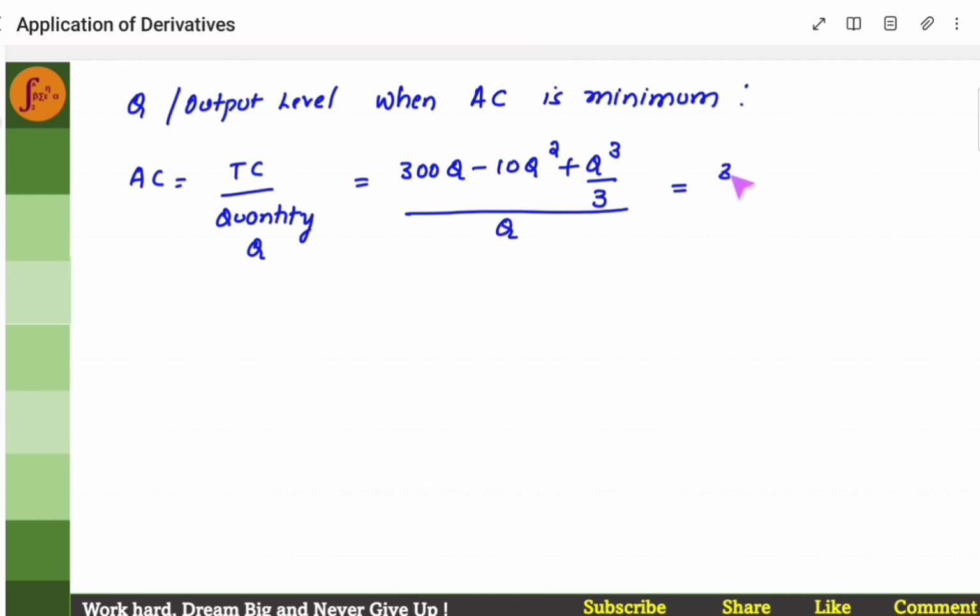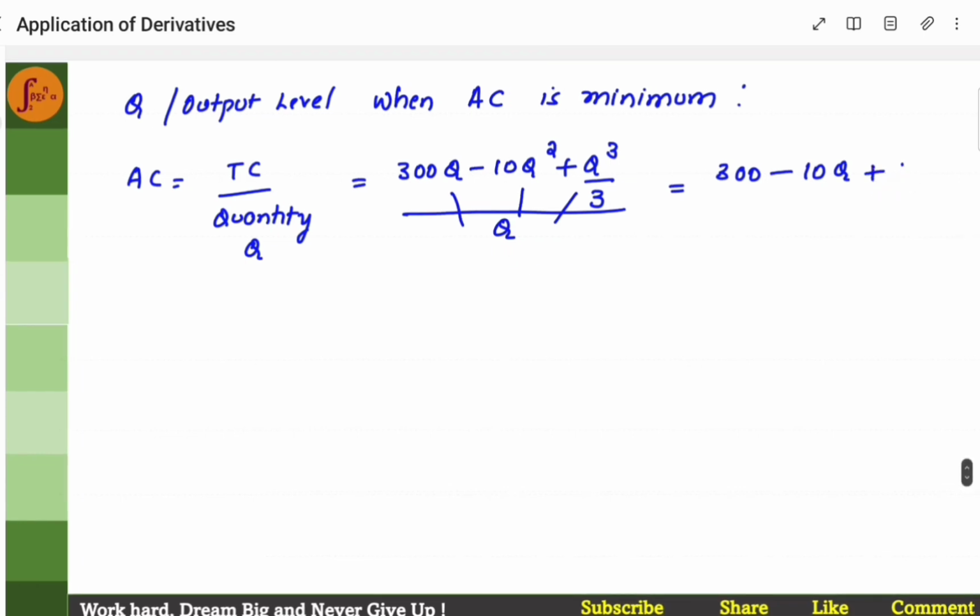Now I can split all of this and separate it. 300q by q is 300. 10q square by q is 10q. q cube by 3, by q. So you can write this as plus q square by 3, because one q will get cancelled. So we'll get 300 minus 10q plus q square by 3. This is average cost. I need to find when it's minimum.